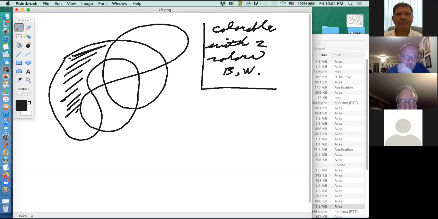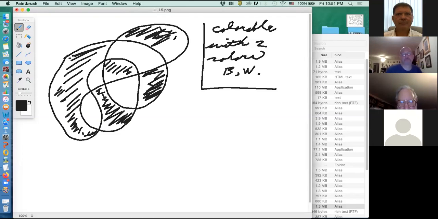So I take a region and I color it black. Now I take another region not adjacent to it and I color it black. And I'm going to have it colored so that if two regions are adjacent, they're colored differently. So this must be white, that must be white. This has to be black. This has to be black. And this has to be black. We're done.